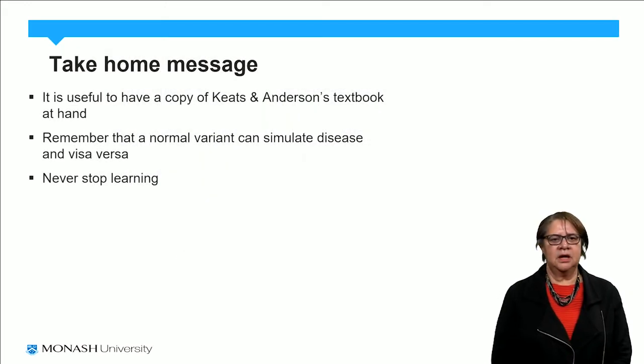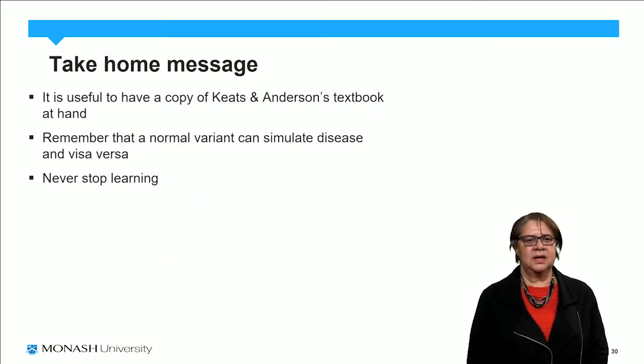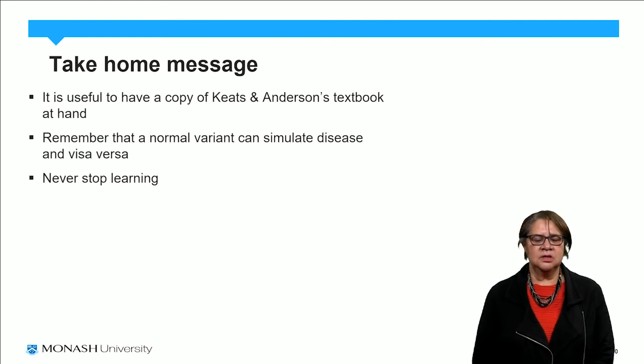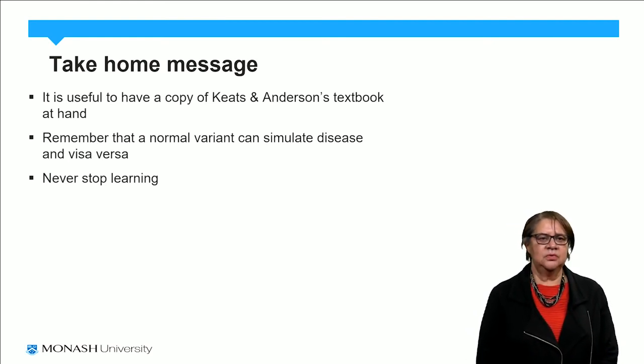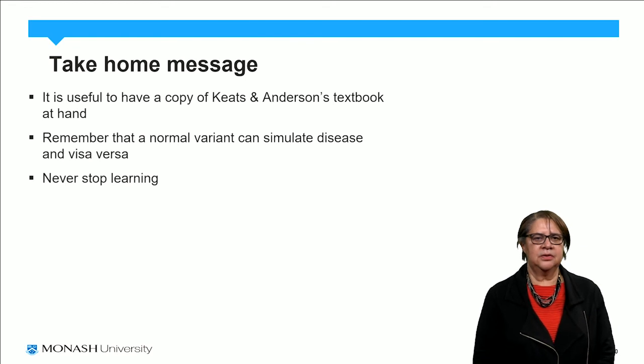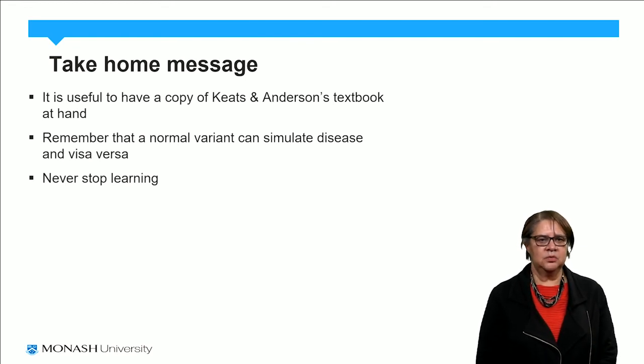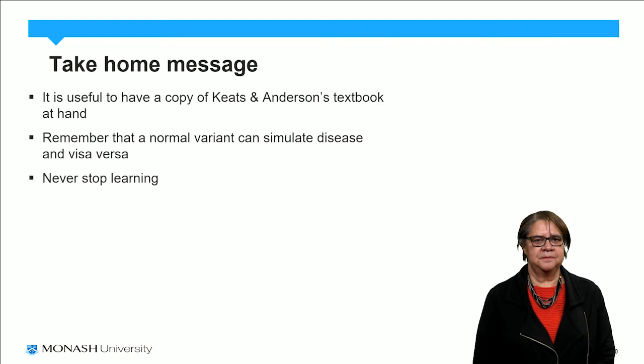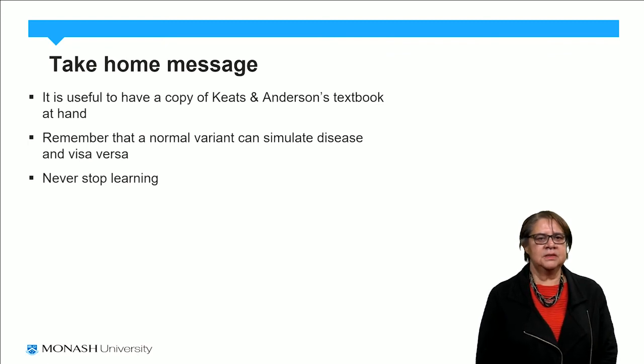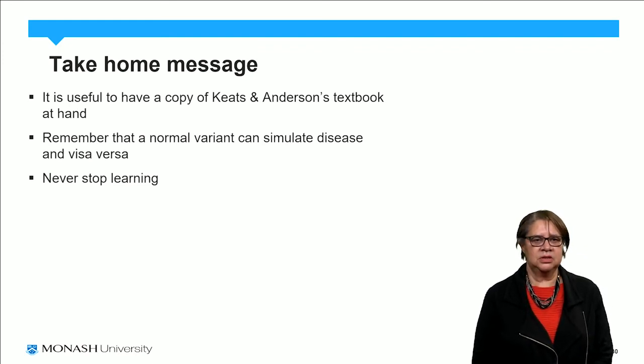It's really useful to have a copy of Keats and Anderson's textbook at hand, as there are thousands of normal variations, and you could then always consult the book if you are unsure whether you're looking at a pathology or whether this is a normal variation. Remember that normal variants can simulate disease and vice versa, where you might think that it's a normal variant, but it could actually be pathology.